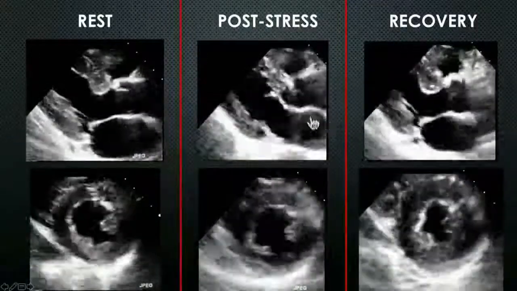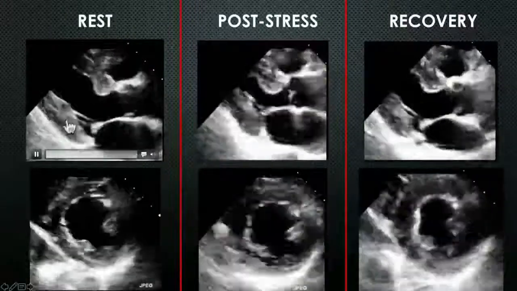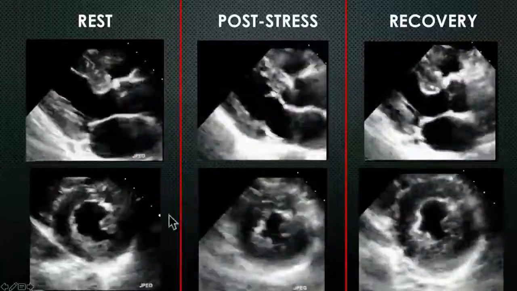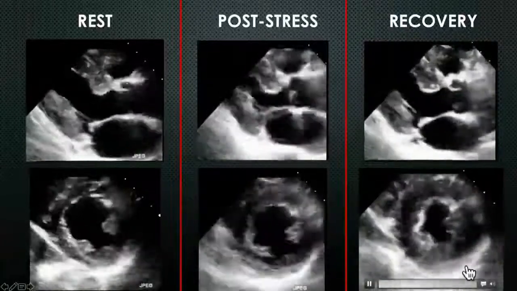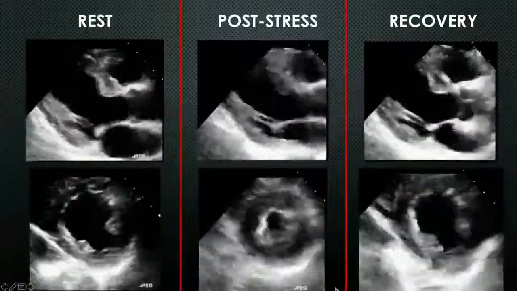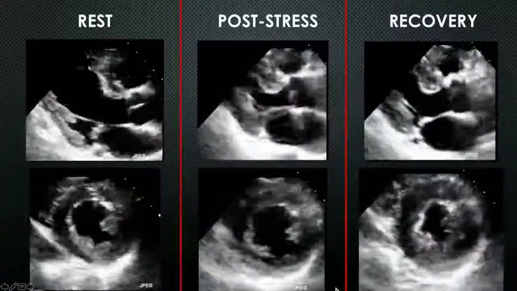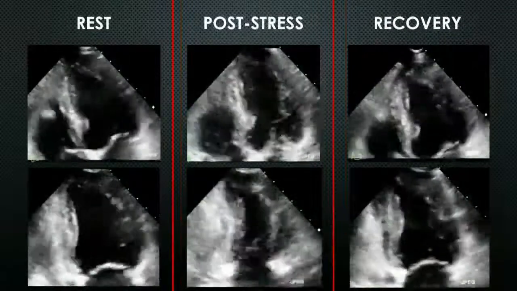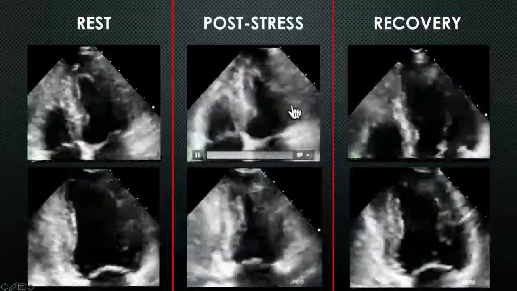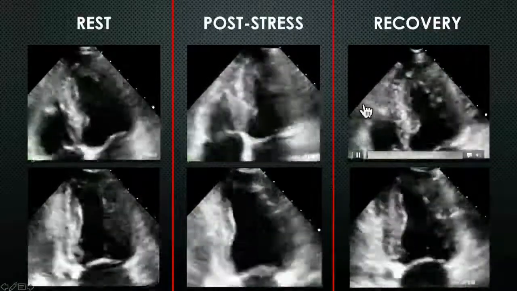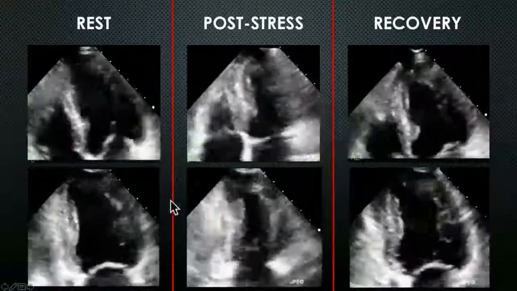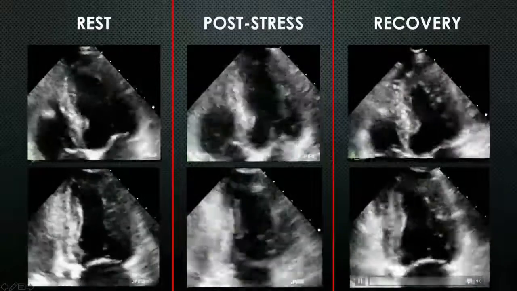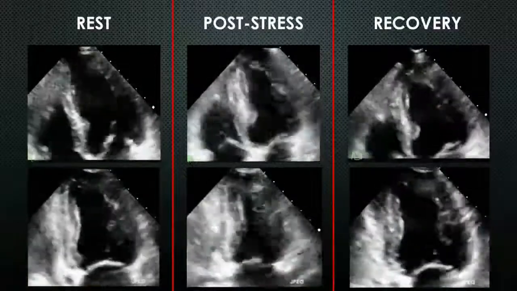So I've put it in a little bit different format just because this is the way it worked. Here's the rest, post-stress and recovery of the parasternal long axis, the parasternal short axis. So you can discern what you can from those. And now the apical 4 chamber is on the top. Sorry, I get too close to the mic, I assume. And here is the apical 2 chamber on the bottom. Okay.